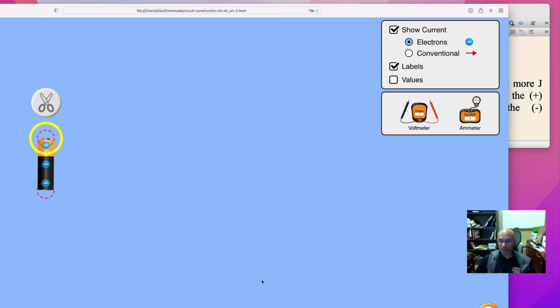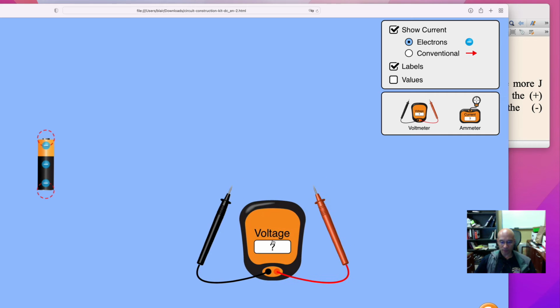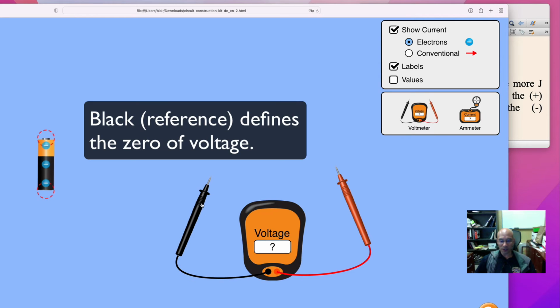So let's introduce a voltmeter to help us see this concept. There are 2 probes for making contact at 2 points over which the voltage is defined, again, because every voltage is defined by 2 points. This black one we call the reference, and I will call the red one the observation point.